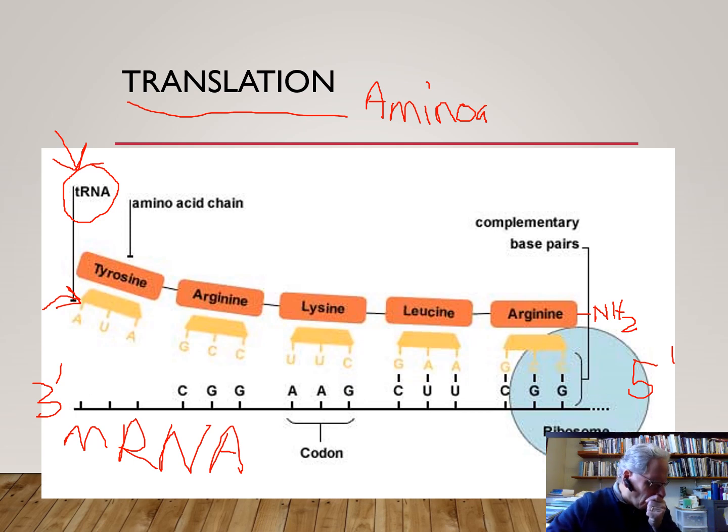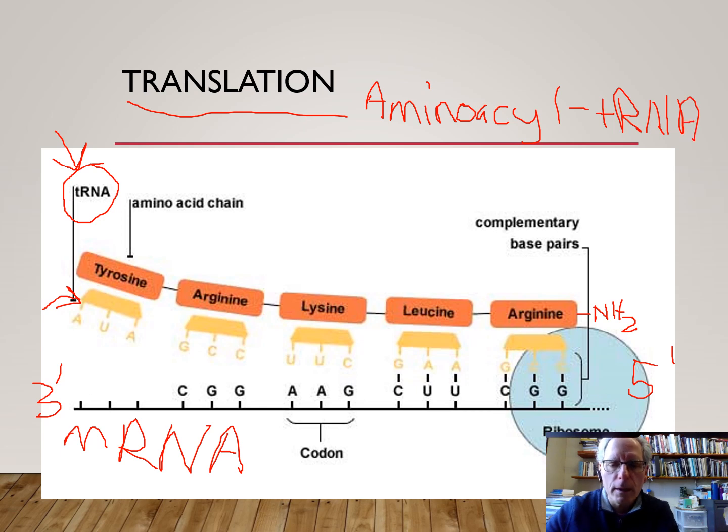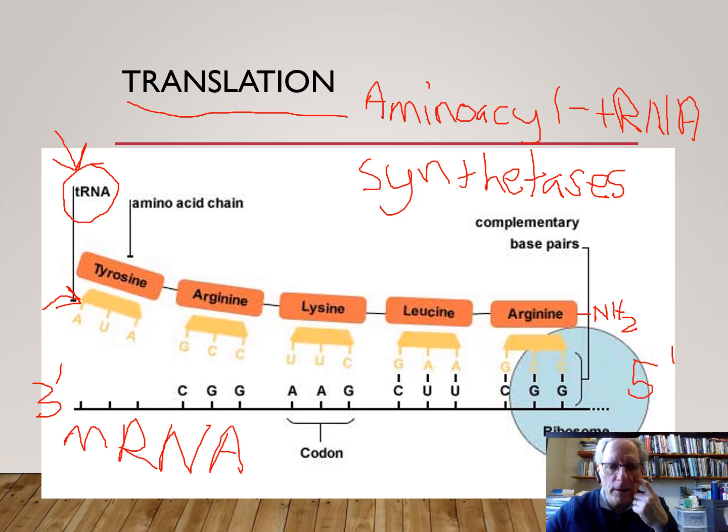Aminoacyl, excuse me, tRNA synthetases. Maybe one of these days I'll figure out how to use my pen on my iPad and do this on my iPad so I can use my pen.